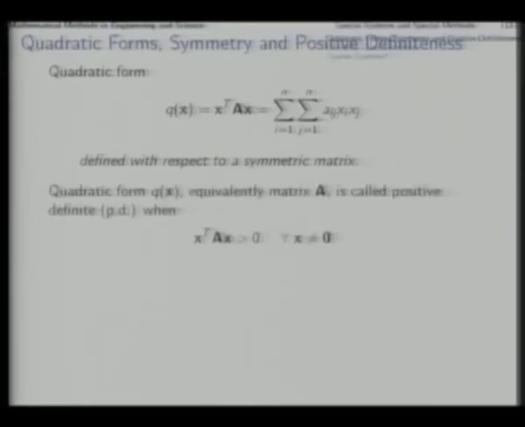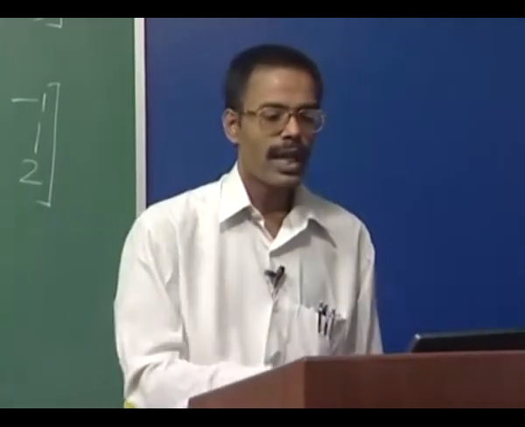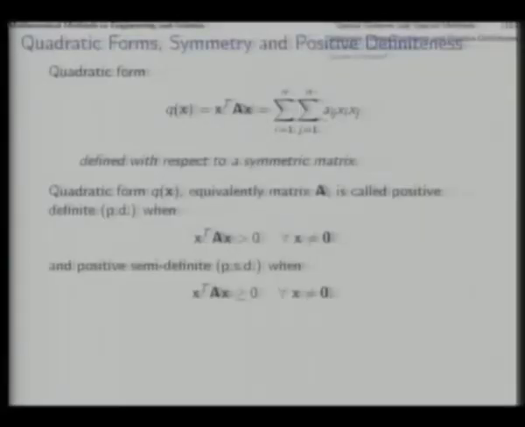Now, the important definition which we should keep in mind is that this quadratic form, this kind of a function, and equivalently the corresponding underlying matrix A is called positive definite when this evaluates to positive values for all non-zero x, and for 0 x obviously it is 0. It is called positive semi-definite if the value of this evaluates to non-negative, positive or 0 for all non-zero x. So, these two definitions of positive definiteness and positive semi-definiteness we should keep in mind.